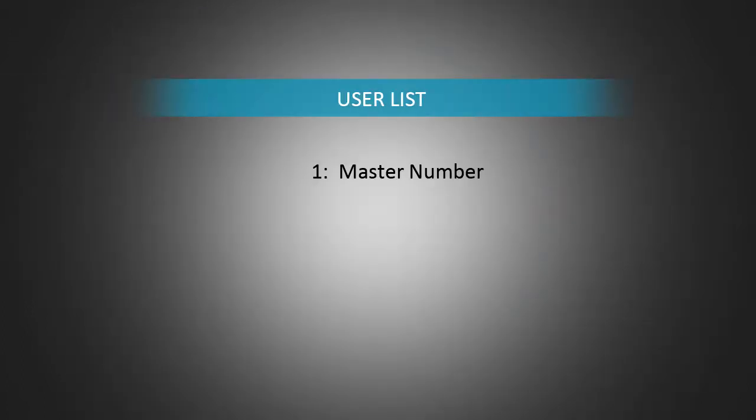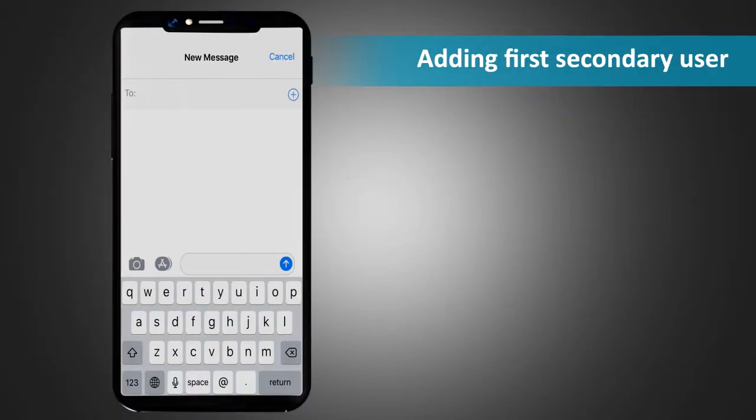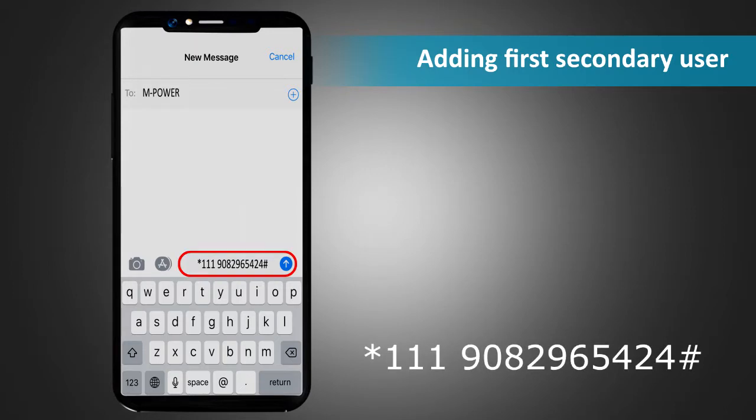Apart from the master number, you can register up to 4 secondary users. For adding the first secondary user, send an SMS *111 space 10-digit mobile number of proposed user hash to the unit.